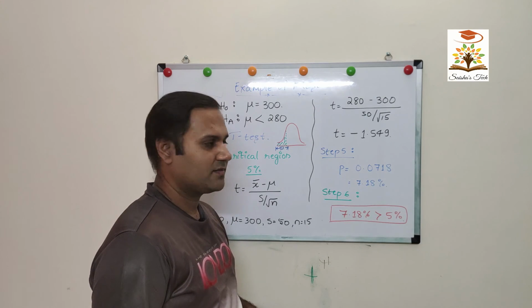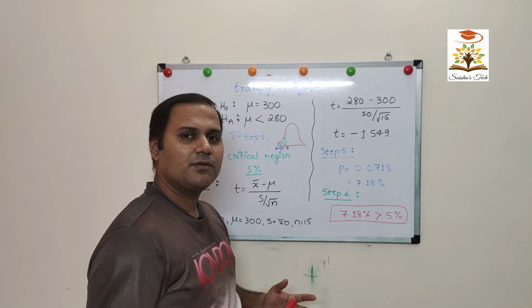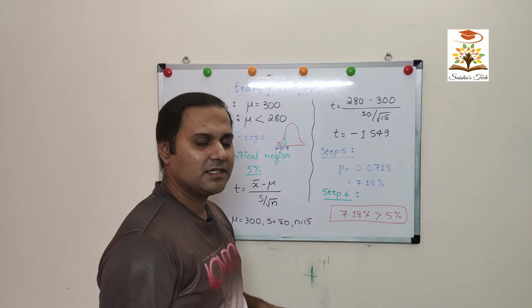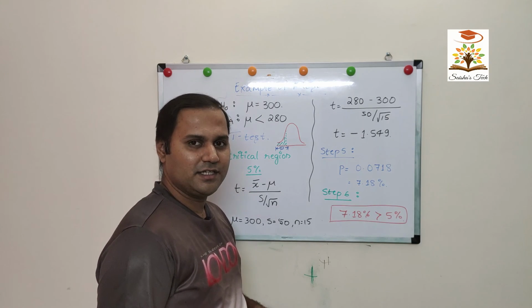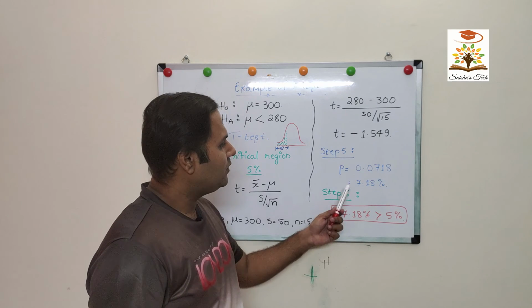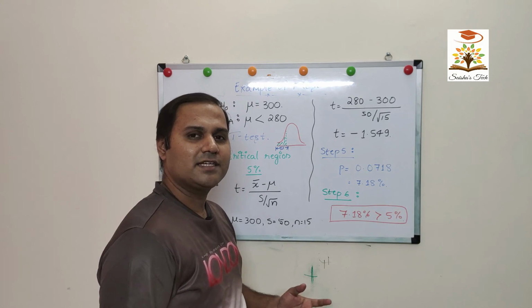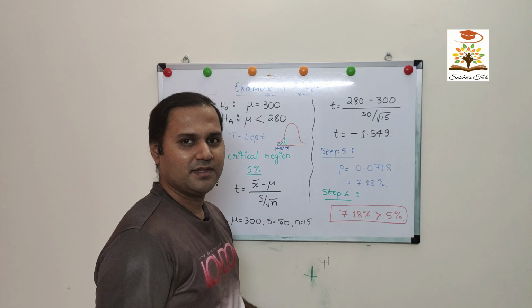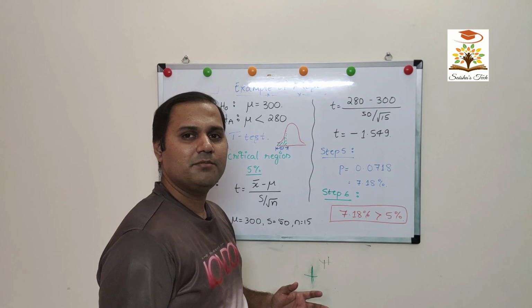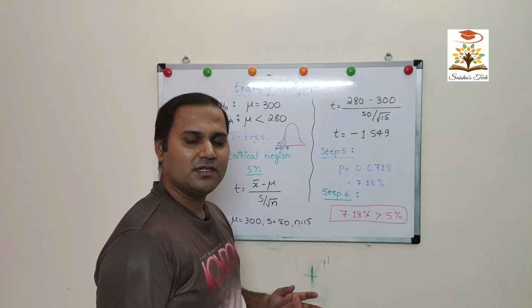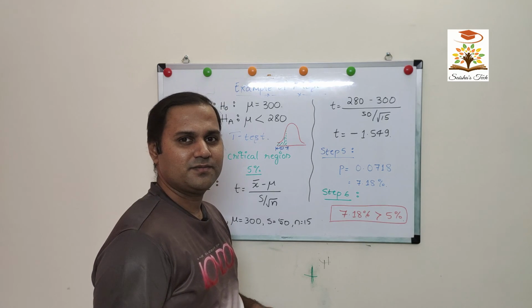which can be calculated as 7.18%. In step 6, we are going to make a decision. Here, as we have considered 5% as our critical region and the value of p is greater than the critical region, we can accept the null hypothesis. That is, the school's claim that the graduates earn above $300 is true.